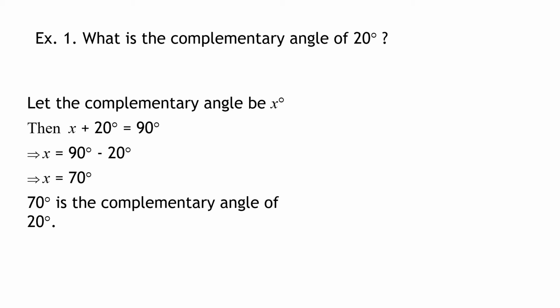So now you can answer some oral questions. What is the complementary of 25 degrees? So we'll do 90 minus 25. 90 minus 25 is 65. So 65 degrees is the complementary of 25 degrees. What is the complementary of 17 degrees? 1 and 7, 17 degrees. So to find the complementary, again you do 90 minus 17. So 90 minus 17 is 73. So the complementary of 17 degrees is 73 degrees.